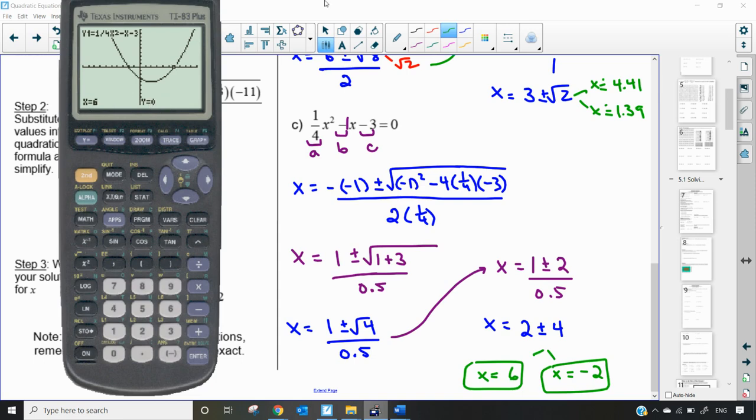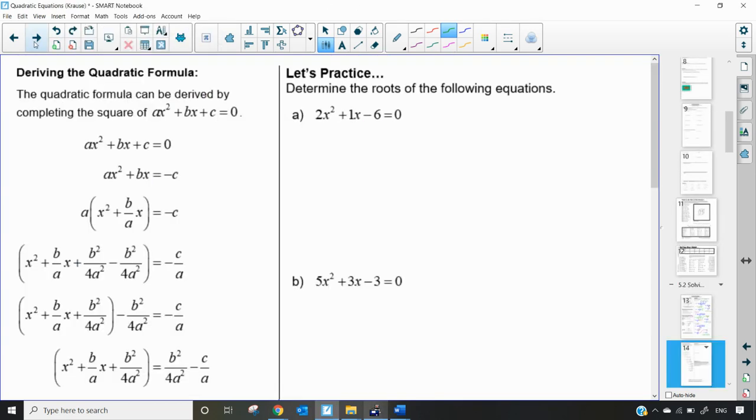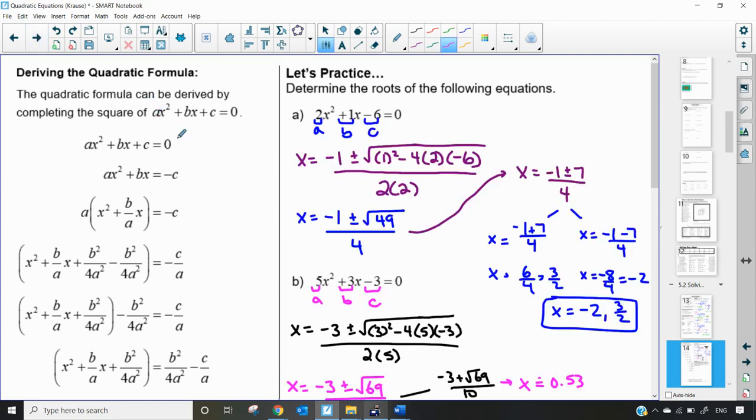Okay, so we're going to move on to 2 practice questions here. What I'd like you to do is pause the video, do these questions on your own, and then come back and check your answers. Now remember, you can also verify by checking with your graphing calculator. All right, so pause the video and then come on back. Okay, now let's take a look at your answers.